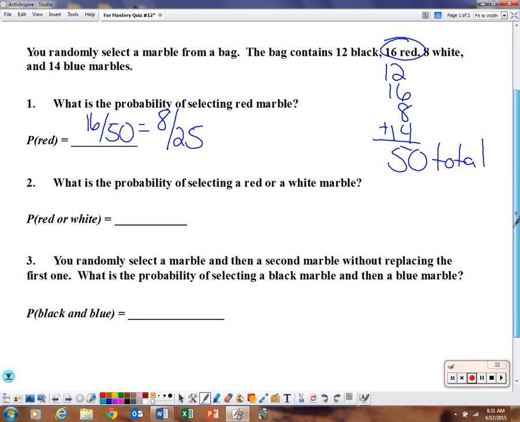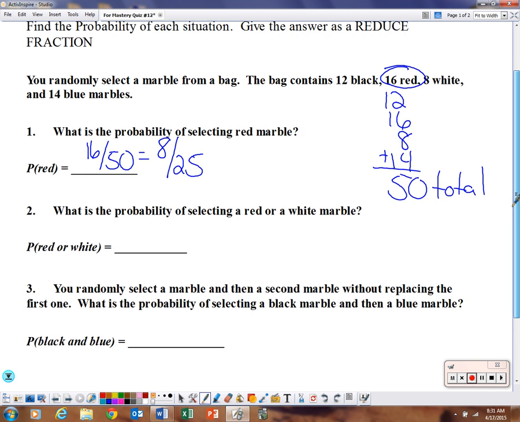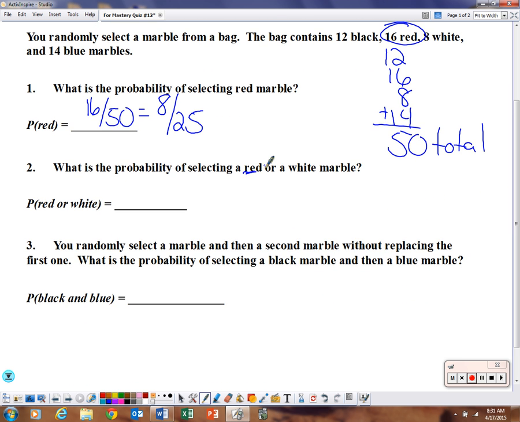Number 2, what is the probability of selecting a red or a white marble? Okay, well, red or a white marble. Well, or simply means to add those together. Well, we have 16 red and we have 8 white. So that means we have 24 red and white marbles.